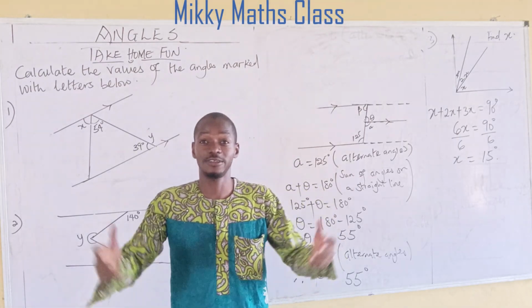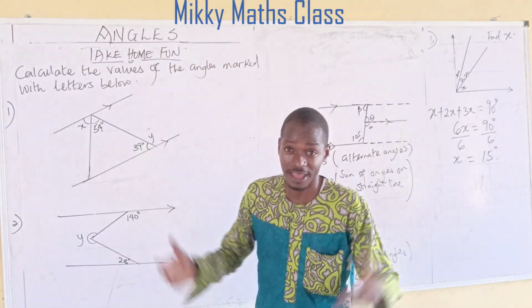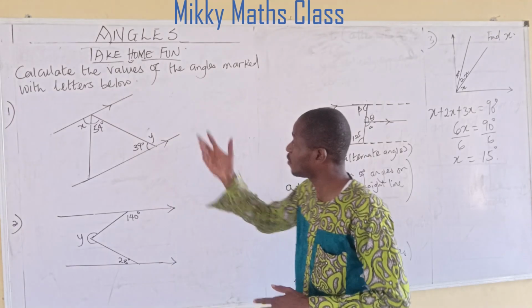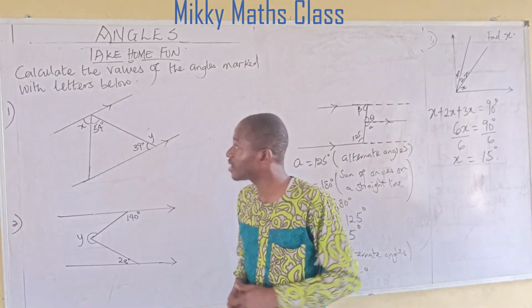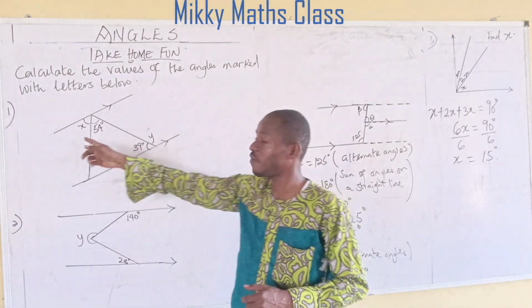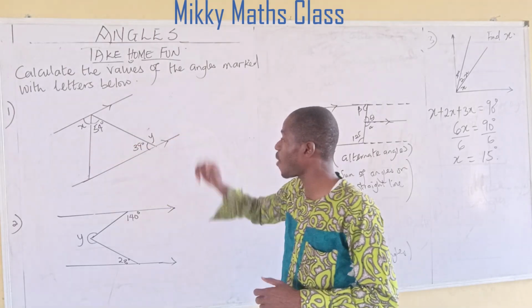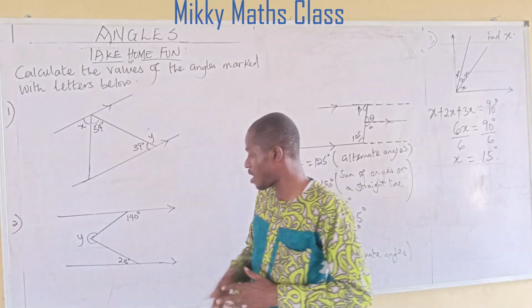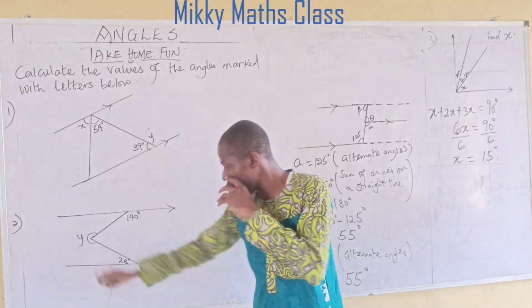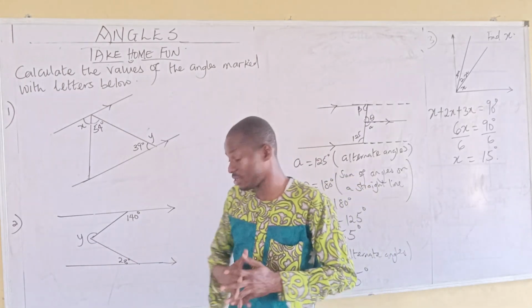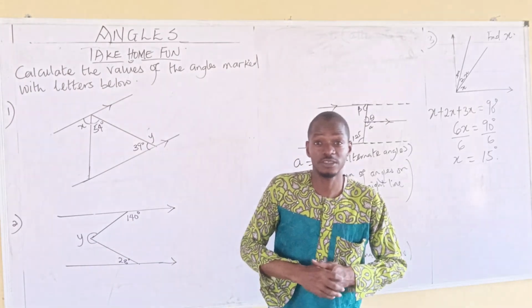Alright, like in our usual style, before we go, here are some take-home questions. It says calculate the values of angles marked with letters below. So find the value of x here, find the value of y here, and find the value of y in this question.